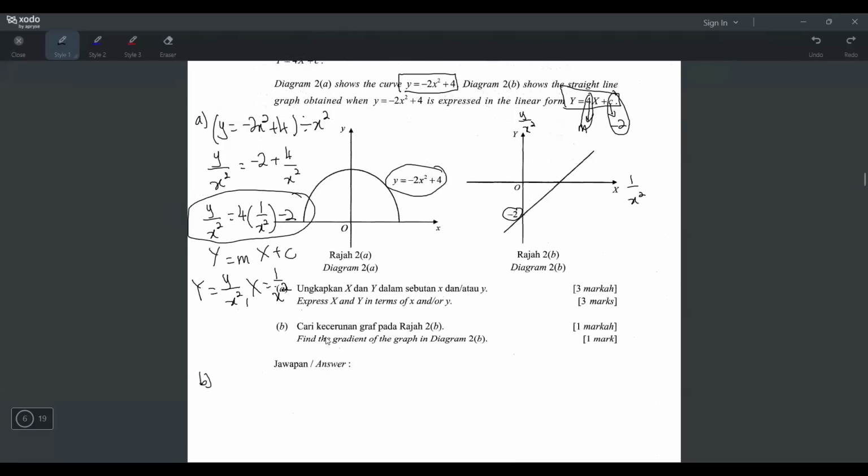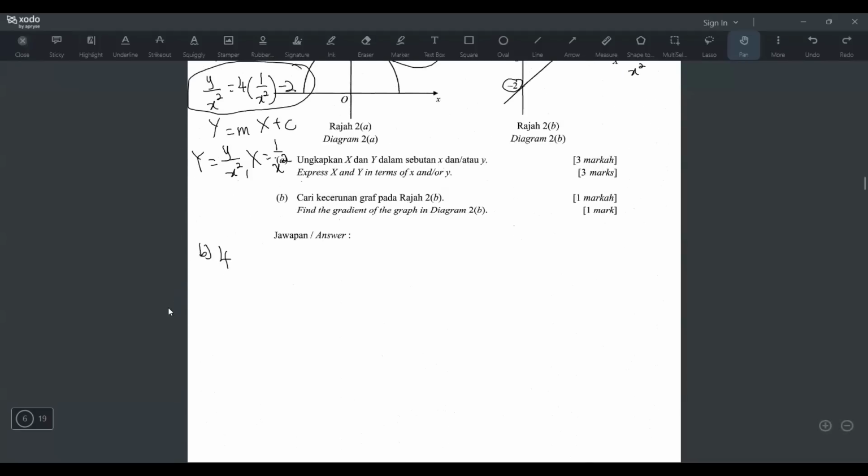So now let's do B. Find the gradient of the graph in diagram 2B. So they want to find the gradient of this. The answer is 4. Because the gradient of this line is 4. It's written in the linear form equation already. Okay, so nothing much to explain here. Okay, that's all.